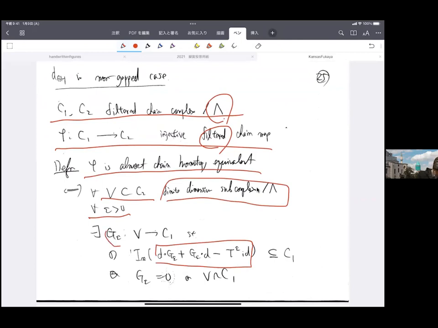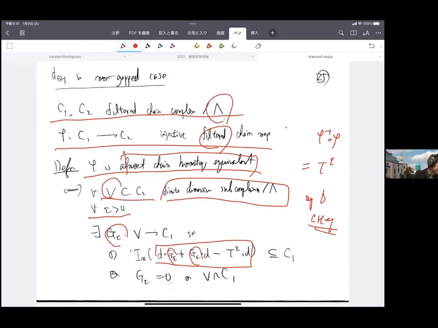You consider any finite dimensional subcomplex of the target. For any positive epsilon, it has something like a homotopy inverse of phi modulo T to the epsilon. So you have this G_epsilon, a kind of phi inverse, so that the composition is the identity up to T^epsilon, up to chain homotopy. But you need this on finite dimensional subcomplexes. These are a bit cumbersome definitions, but you get the notion of almost chain homotopy equivalence.